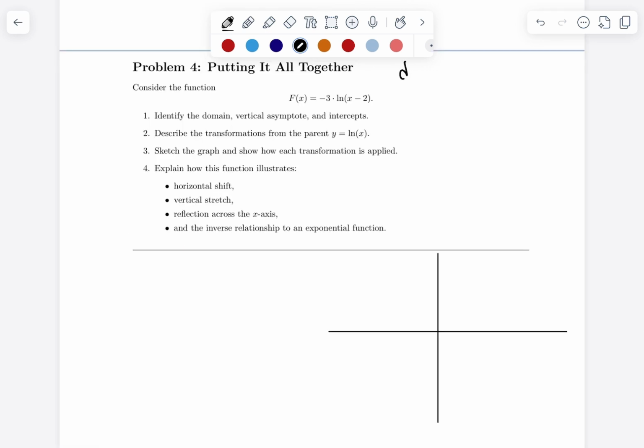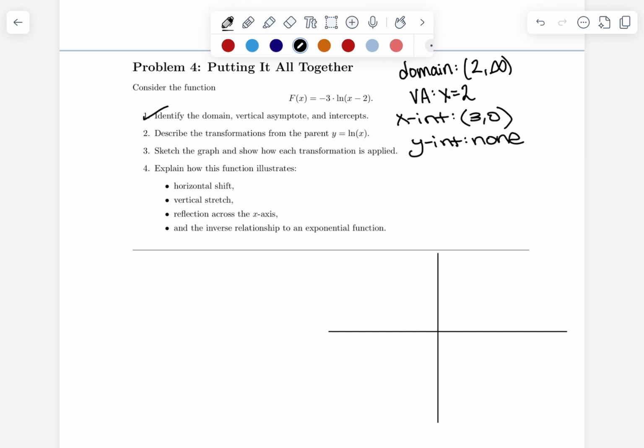So for problem number 4, we're given negative 3 times ln x minus 2, so the domain for that is going to be 2 to infinity. The vertical asymptote is at x equals 2, and then the x-intercept is at 3, 0, and there is no y-intercept because of that vertical asymptote.